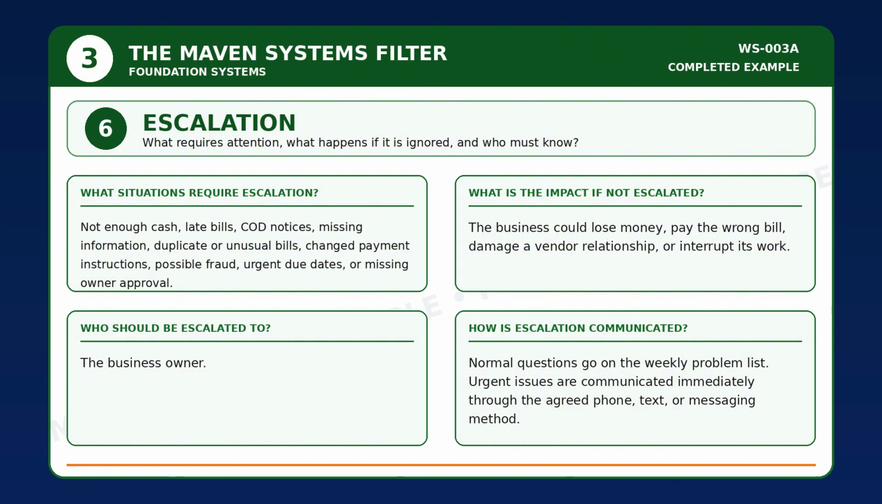Who should be contacted? The business owner. How is the problem communicated? Normal questions go on the weekly problem list. Urgent issues are communicated immediately through the agreed phone, text, or messaging method. We've now planned for the imperfect weeks, and those are the weeks when the SOPs matter the most.